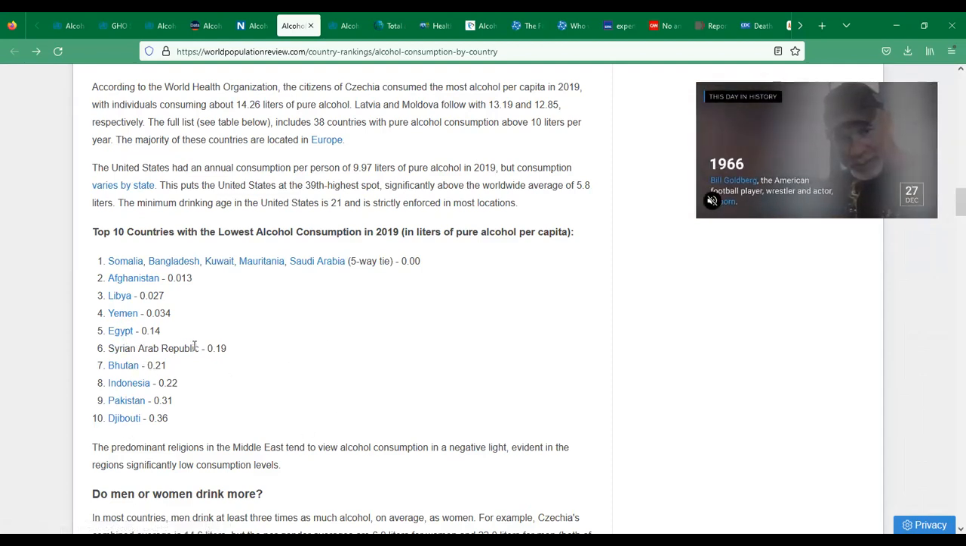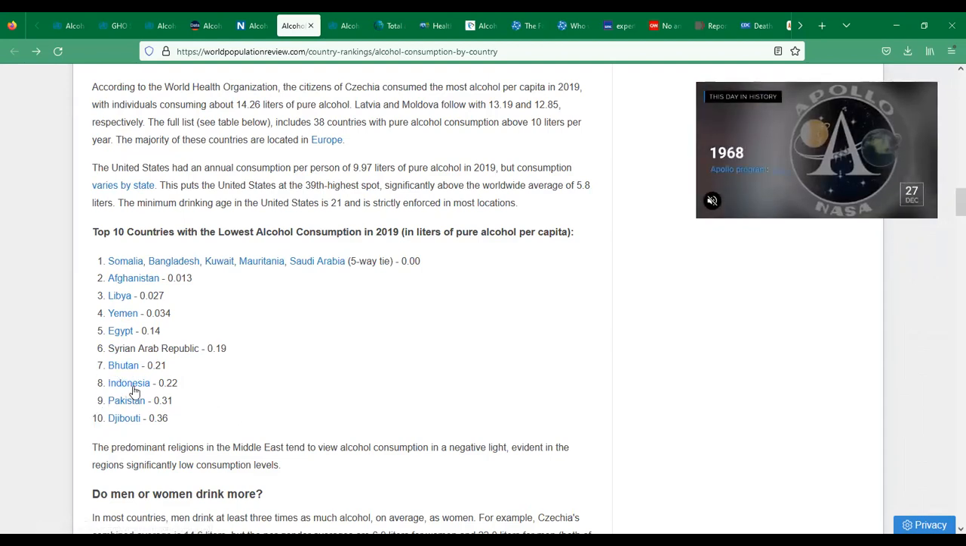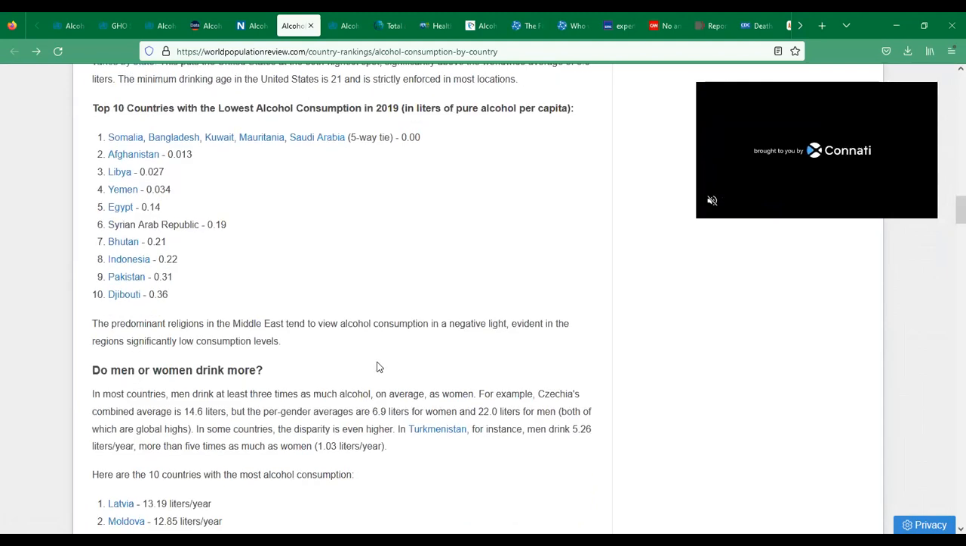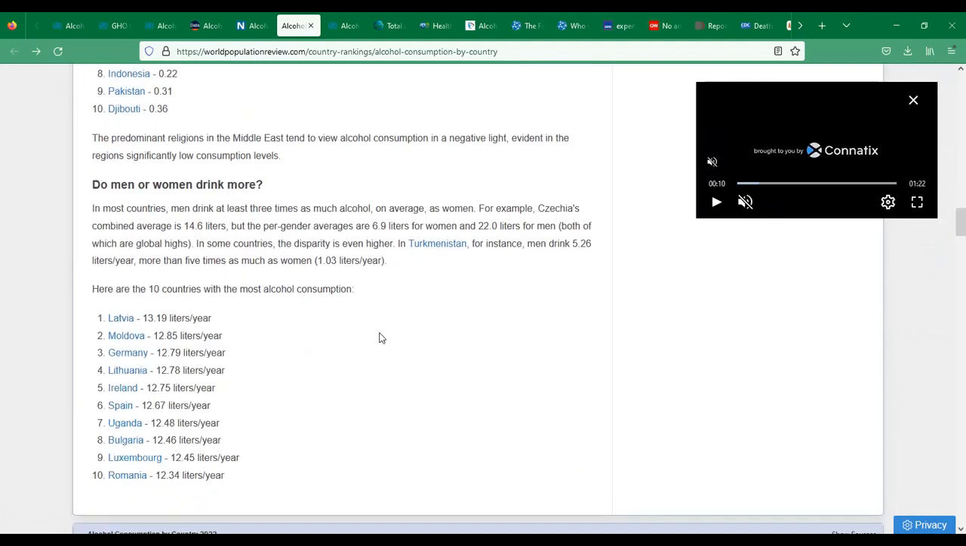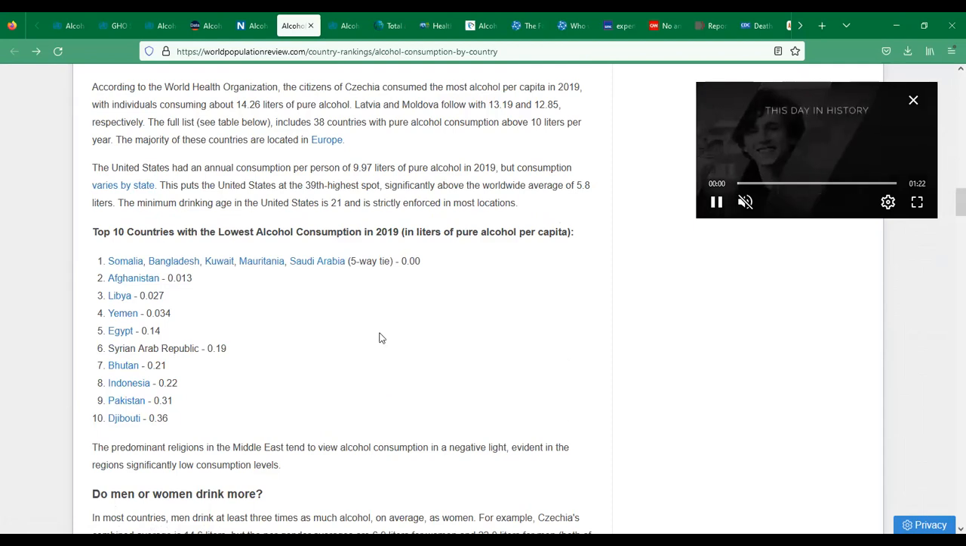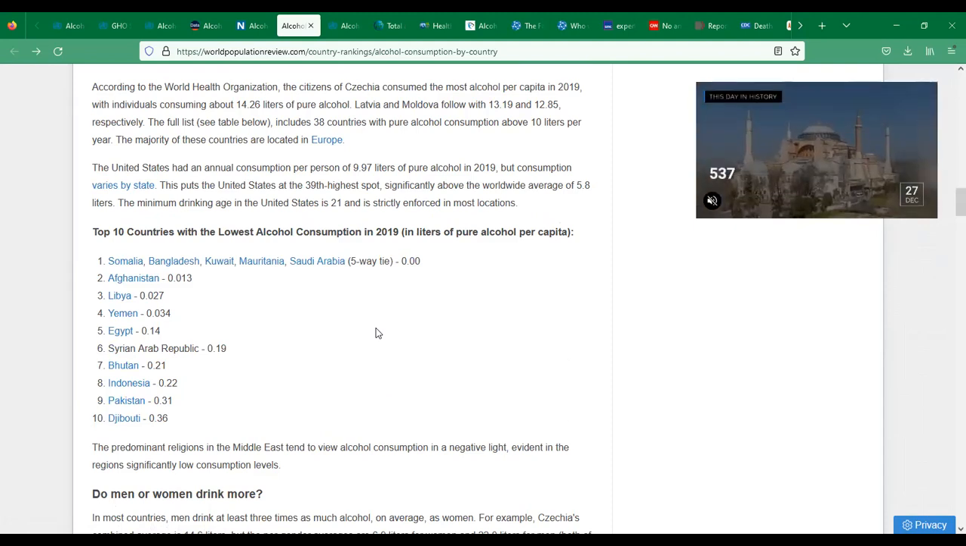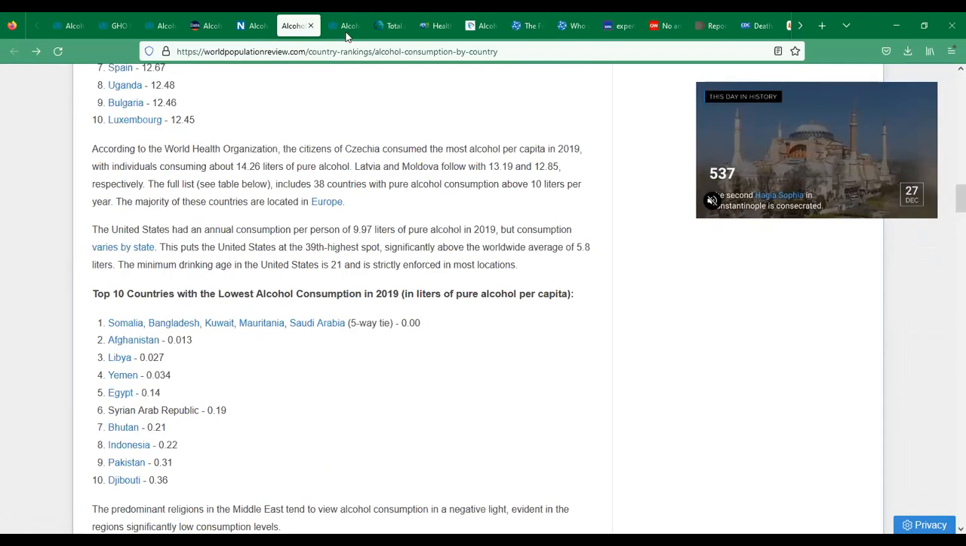Bhutan, Indonesia, Pakistan, Djibouti. So these are majority Muslim countries with the lowest consumption. That's a factor. I'm saying Muslim countries because that's something in relation to culture and religion. Okay, moving on.